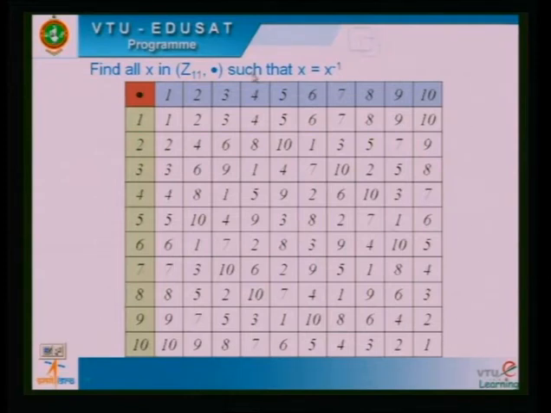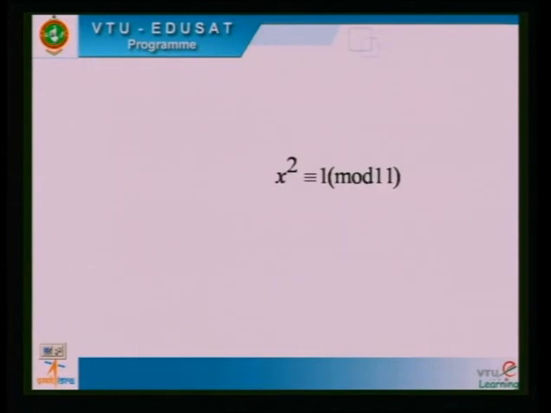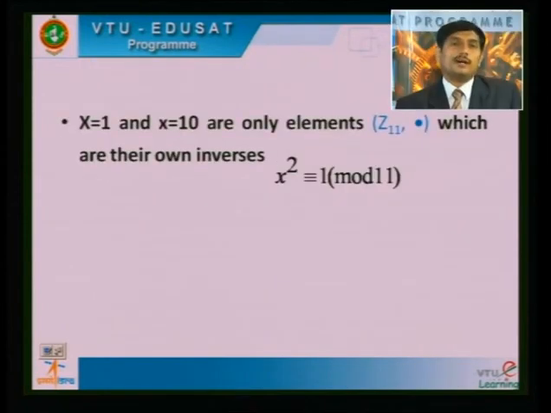What we need to show is that x is equal to x inverse. Here 1 and 10 are the two elements that are their own inverses. That means x equal to 1 and x equal to 10 are the only elements in Z11 that are their own inverses. That can be denoted by x squared is congruent to 1 mod 11.